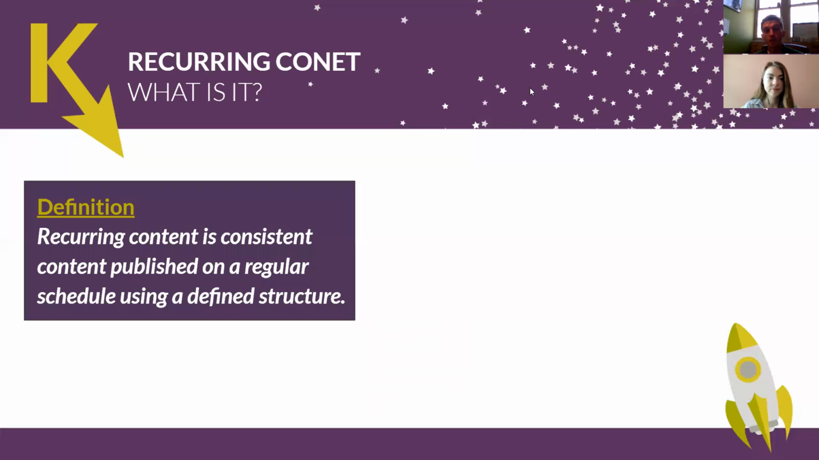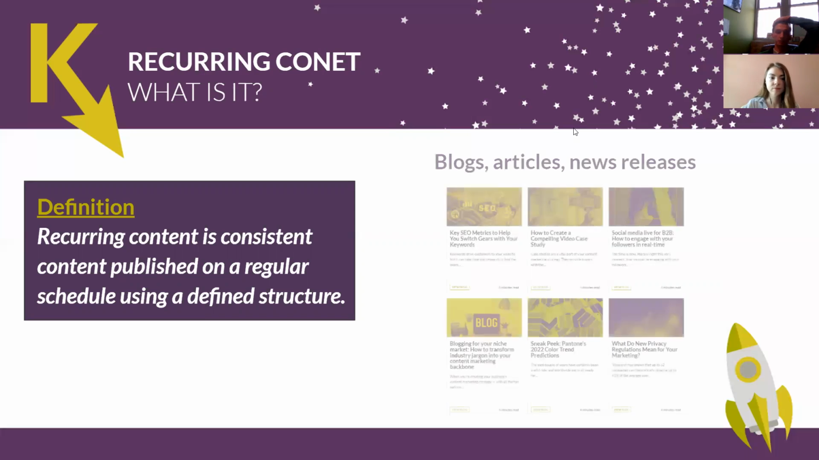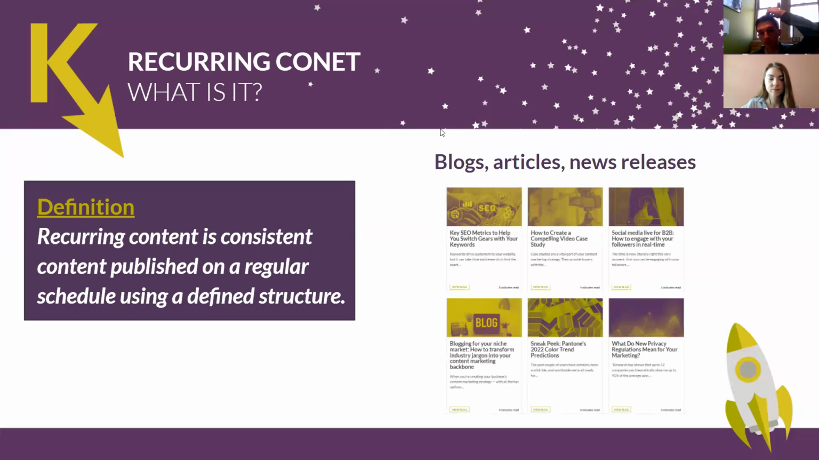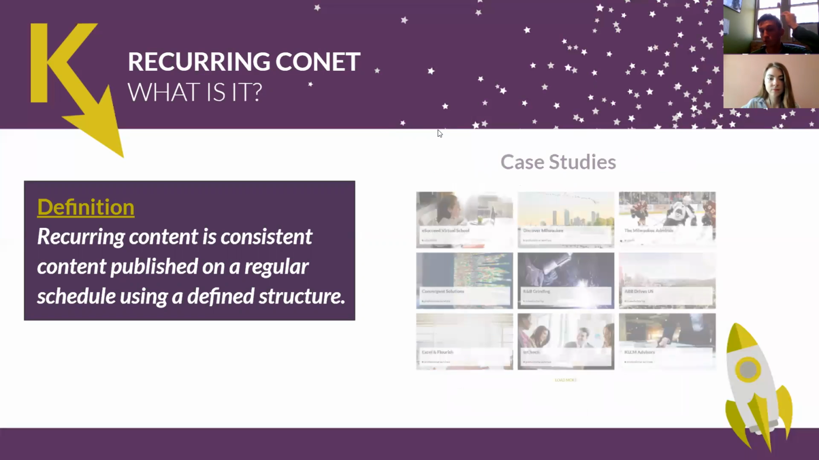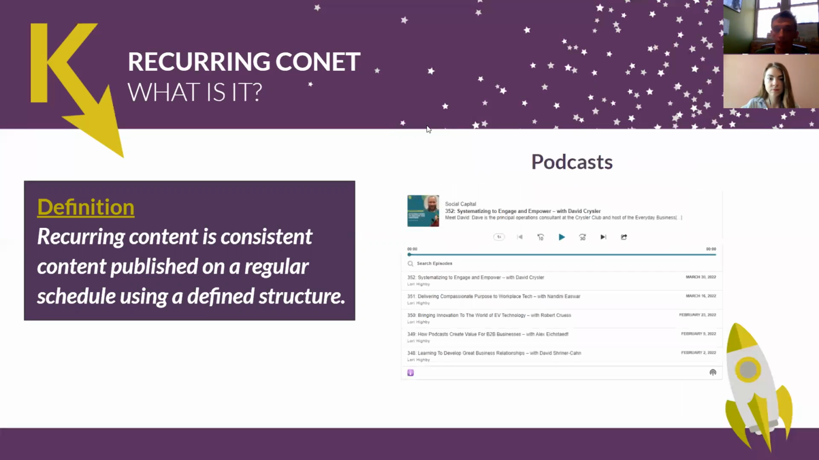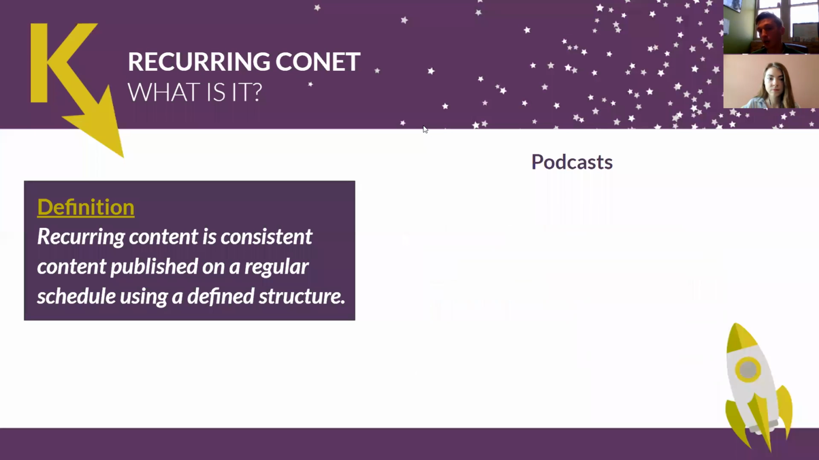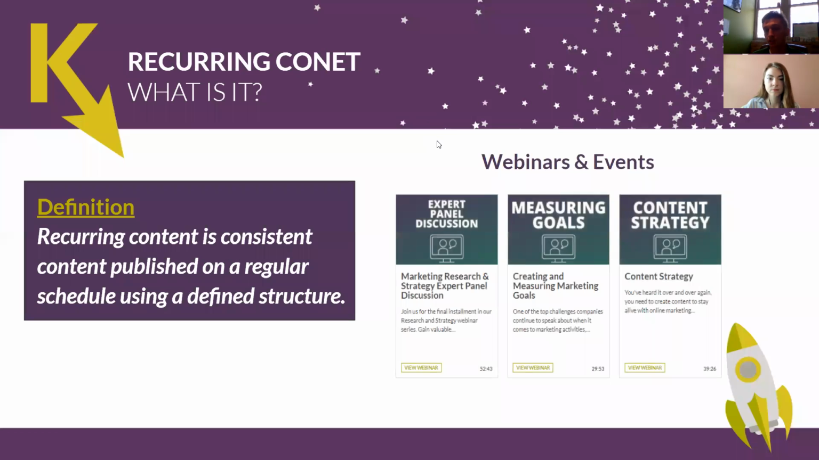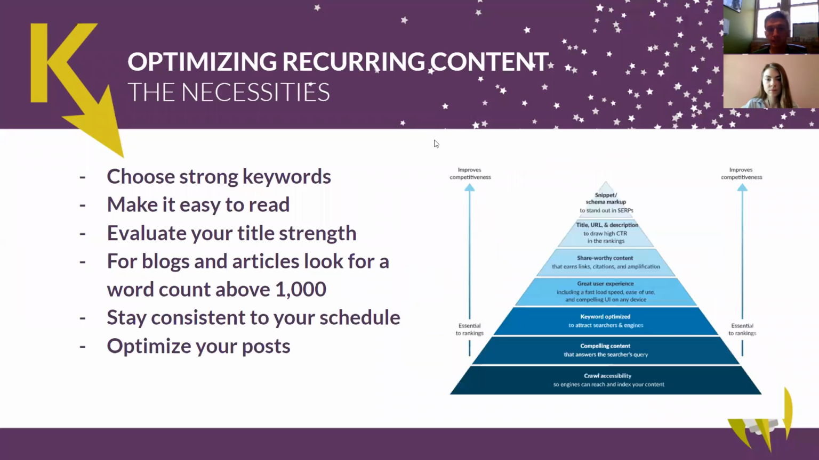So now we're done talking about homepage. Let's get into some recurring content. Recurring content is just content that's posted on a regular schedule, using a defined structure. So you've got blogs, articles, news releases, any case studies you have, podcasts, as well as webinars and events. So that's a loose definition. We'll get into some of the nitty gritty about how you can optimize your recurring content now.